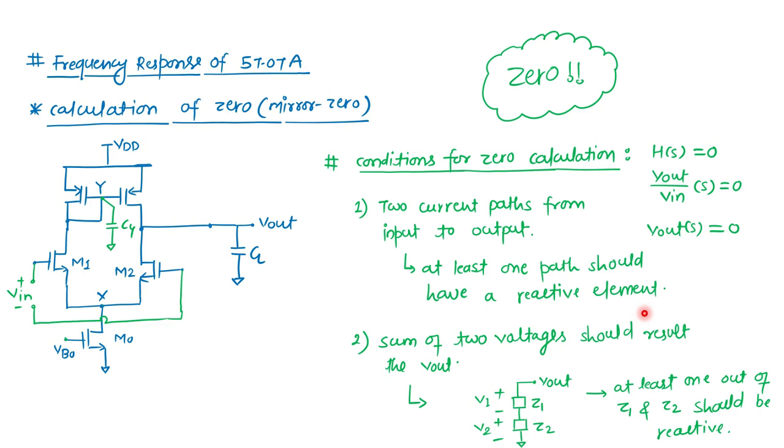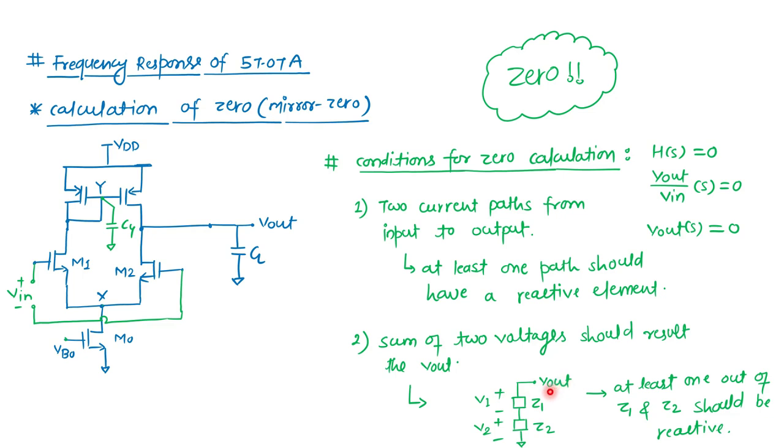Well, I think I told these things many times in detail, so I will not cover them again. But yes, you should understand there should be two paths from input to output, and if these two paths have impedances that are out of phase, or we can say one is the negative of the other, then there is a possibility of zero. And the other thing is that the sum of two voltages should result in your Vout. Let's say this Vout is nothing but these two impedances Z1 and Z2, connected from Vout to ground, and Vout is nothing but the sum of these two voltages V1 and V2. And if at least one of Z1, Z2 is reactive, then your output can be zero for a particular amount of current flowing across it.